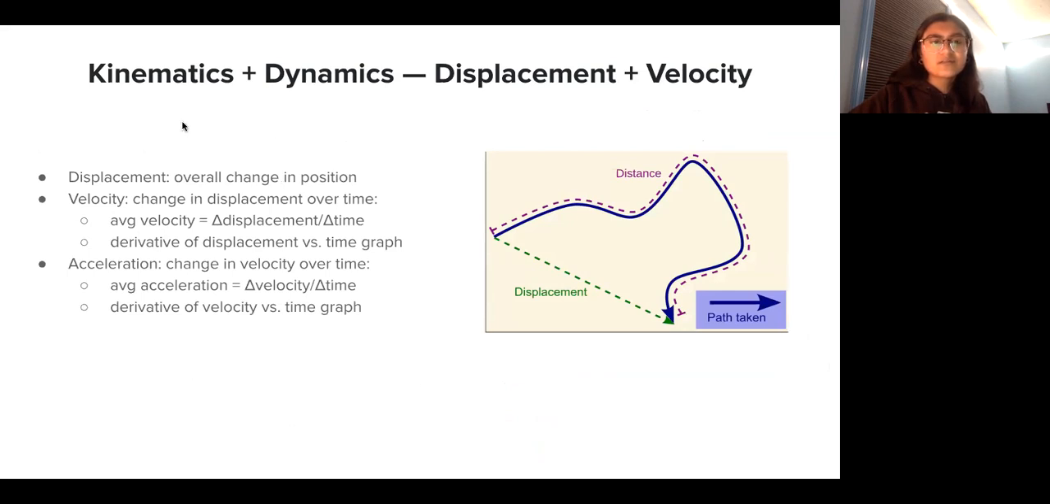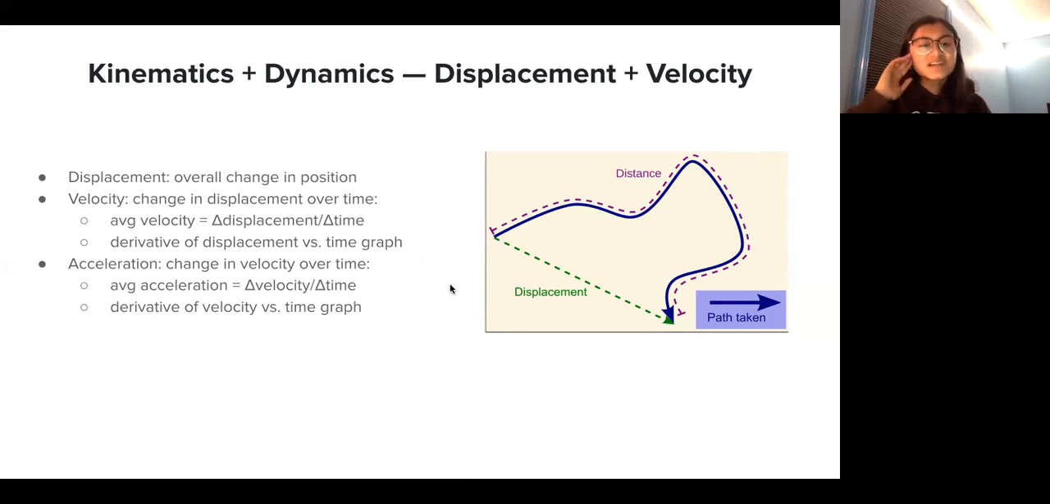So going along with more kinematics and dynamics, displacement will be your overall change in position from final to initial. Here's a good example of the difference between distance versus displacement. This is the overall change in position. Velocity will be your change in displacement over time. So your average velocity you can calculate by doing your change in displacement over your change in time. And it'll also be the derivative of your displacement versus time graph.